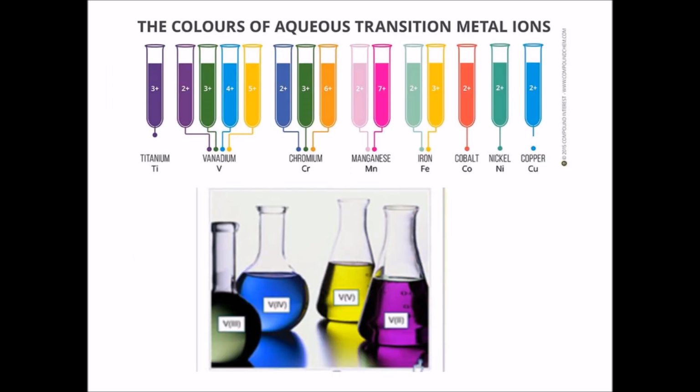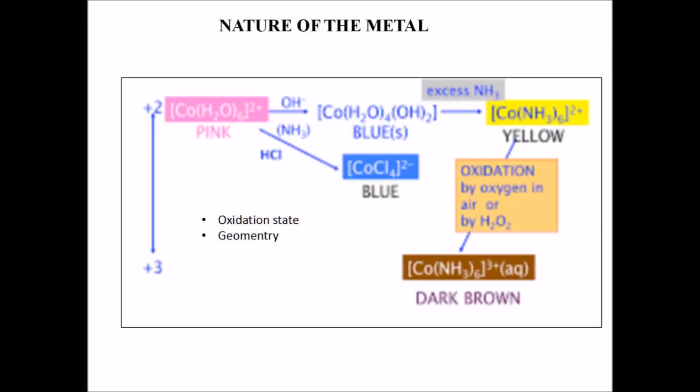For example, chromium complexes in +2 oxidation state are blue in color, in +3 they are green, and in +6 they are orange in color. So the color is different for the same metal with different oxidation states. When cobalt is in +2 oxidation state in the complex hexaaqua cobalt(II), the color is pink, and when cobalt is in +3 oxidation state, the color is brown.